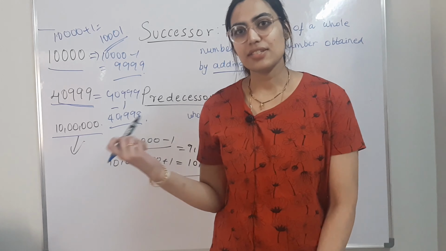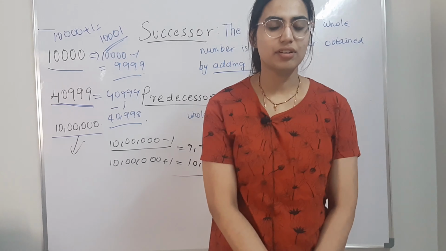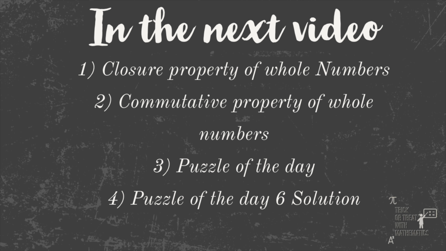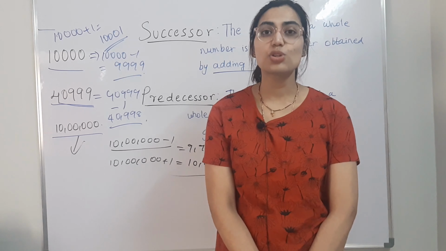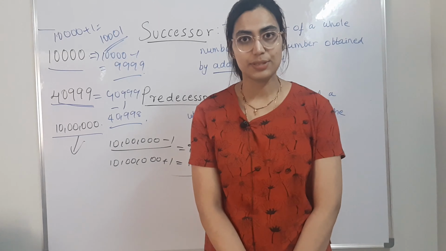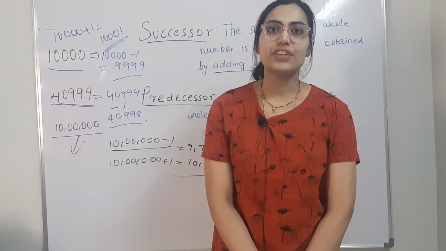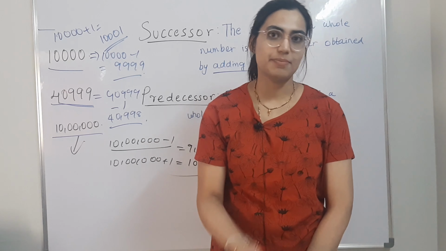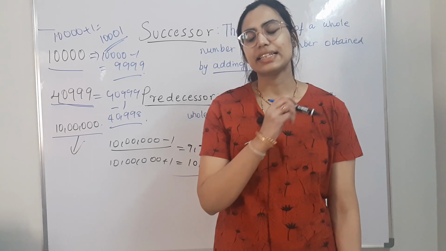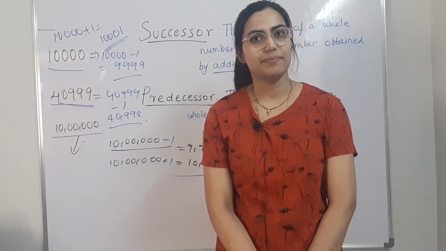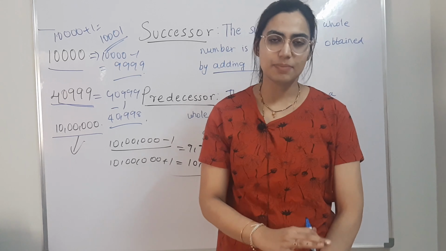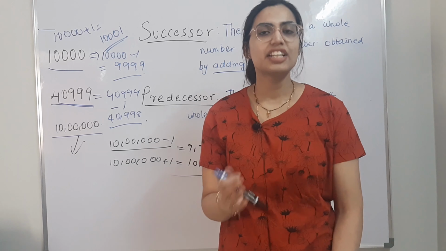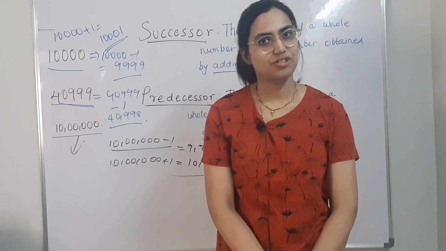After this, we'll be seeing properties of whole numbers. We'll start with the closure property, commutative property. In depth, I'll try to cover all the properties for you so that you will not forget them when we deal with the next systems of numbers, that is rational numbers, real numbers, etc. Because these properties remain the same. The logic, the reason behind these properties is still the same, just the numbers will change.